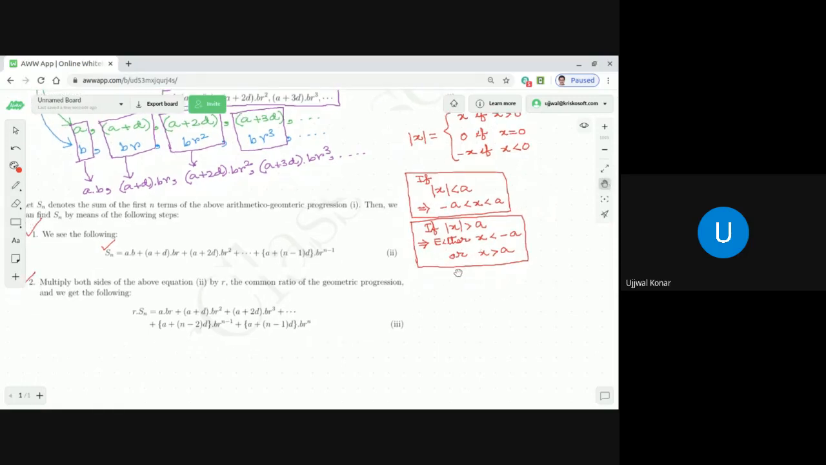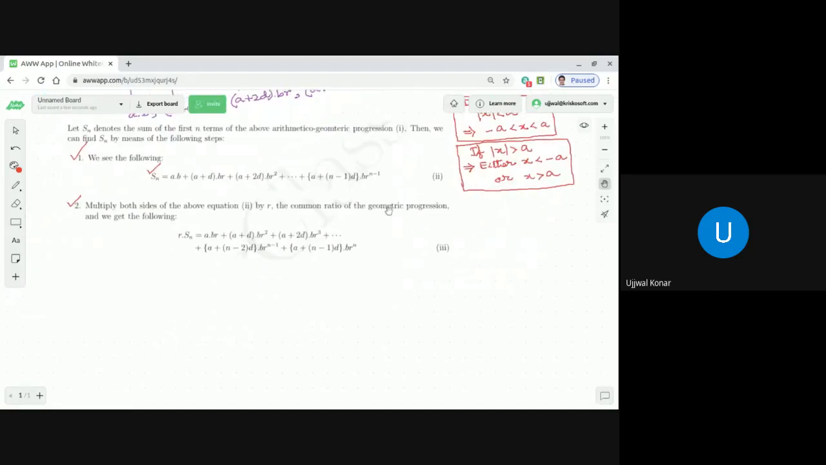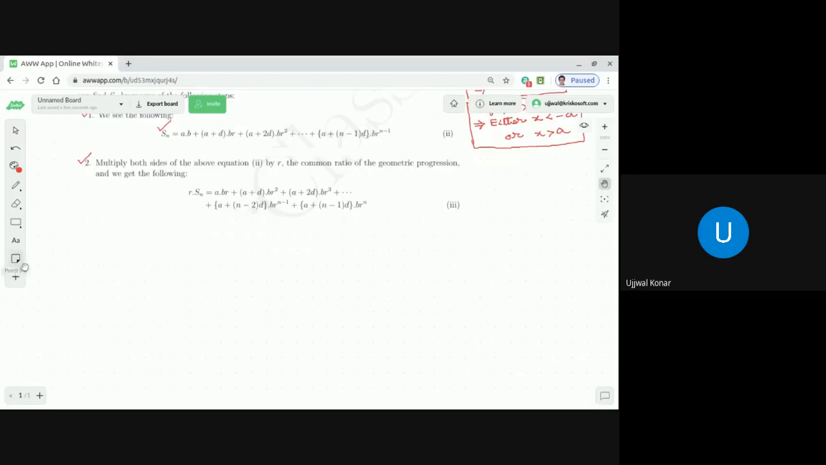So that is what is called mod x, and that is why the inequality of mod x. And this concept we are going to apply here. The first one is that if mod of r is less than 1, what does that mean? It means that the value of r is in between minus 1 and plus 1. Correct or not, dear students? If you apply the same concept here, not formula, same concept.